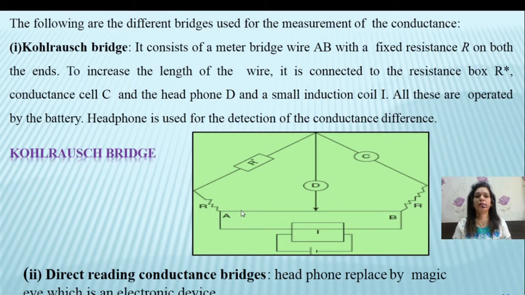To increase the length of this wire, it is connected to R box and conductivity cell C and the headphone D, and with a small induction coil I. All of them are operated at a battery. Headphone is utilized for detection of conductance difference. This headphone is replaced by magic eye or digital device electronically.